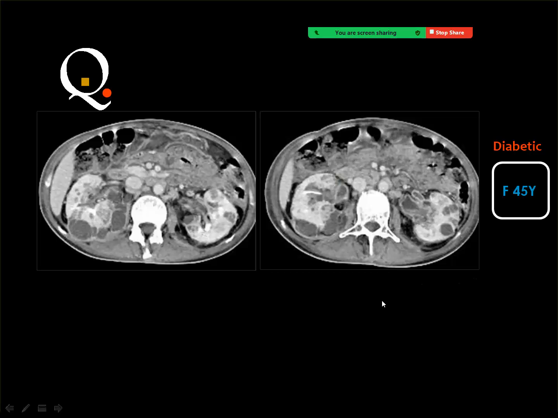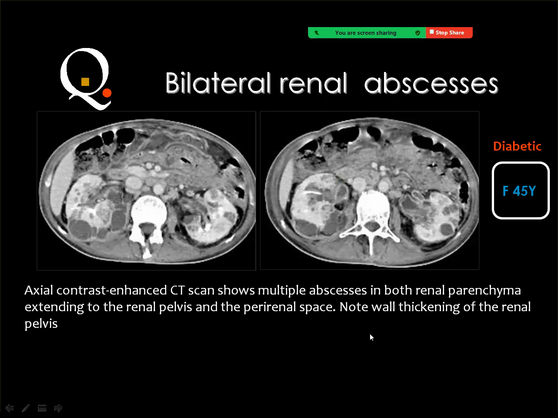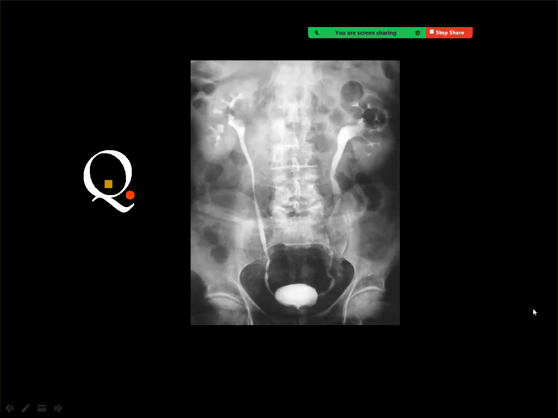These are missing here. These criteria of xanthogranulomatous pyelonephritis are not seen in this case, but the right answer is bilateral renal, perinephric abscesses involving as well the collecting system. This is a selected film from an intravenous urograph.